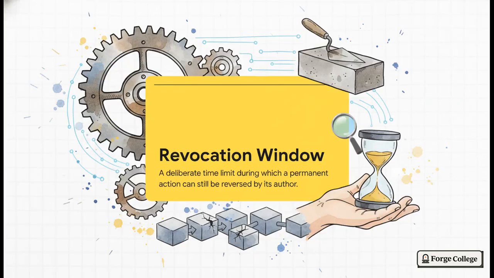Enter one of my favorite mechanical gears, the revocation window. Think of this as a deliberate temporal limit encoded right into a smart contract. It's basically a bounded undo button. By adding this specific window of time where an author can still reverse an action, we're introducing a massive ethical constraint. We're basically saying, yes, this is going to be permanent, but not until the digital concrete has had a few days to set. It gives us that tiny, crucial window to fix glaring mistakes.